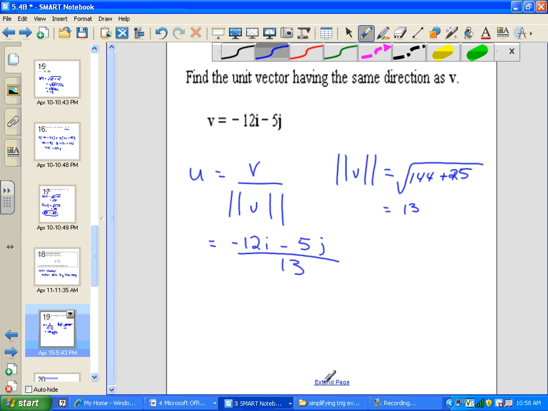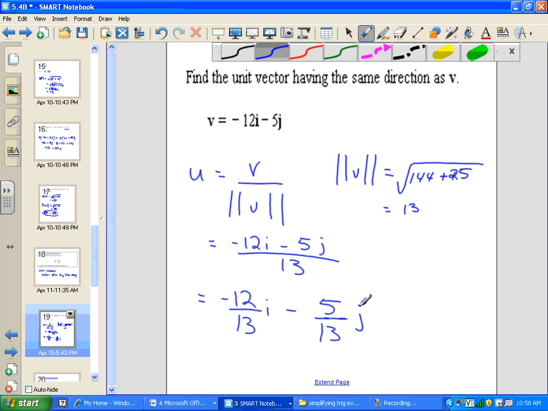Now, let's write that. A vector should be sort of two separate things. So we're going to separate the fraction. It's going to end up looking like this: negative 12 over 13 i minus 5 over 13 j. You'll kind of see how that formula works there? The vector divided by the magnitude of the vector. And now that's my answer there.